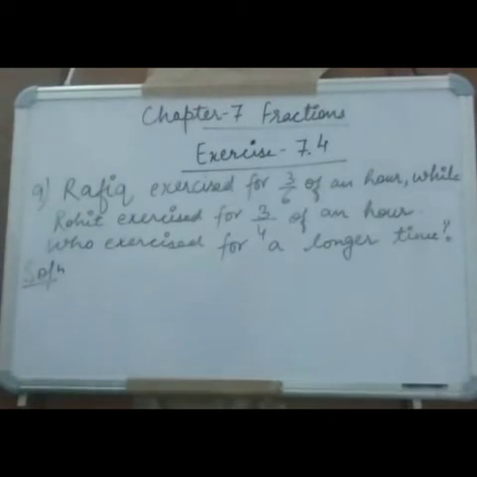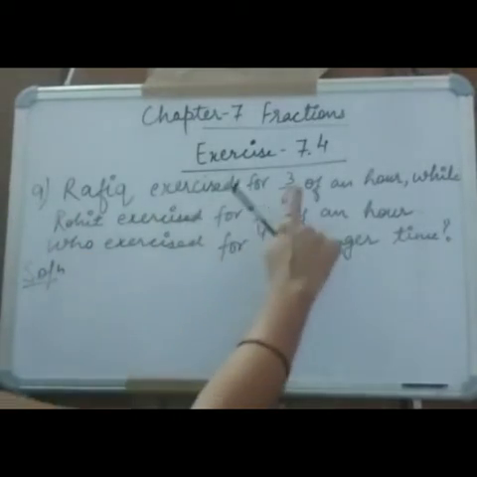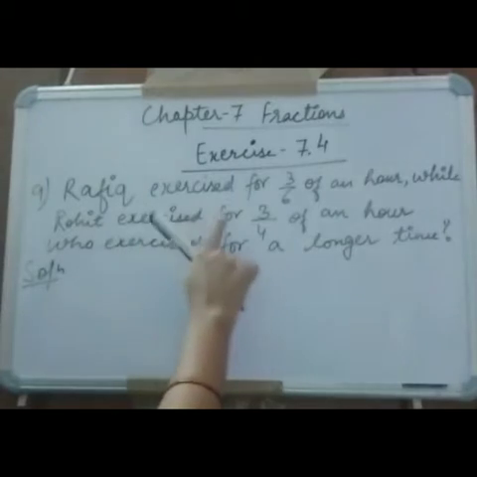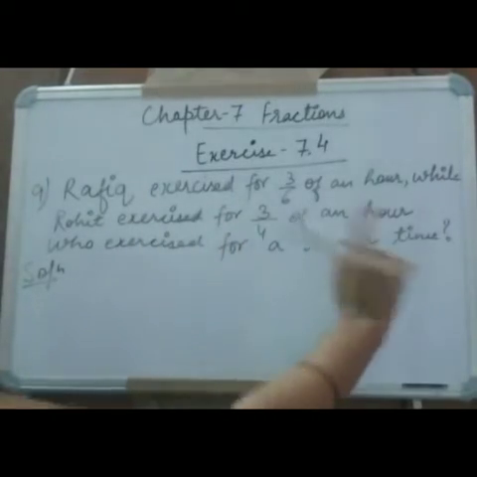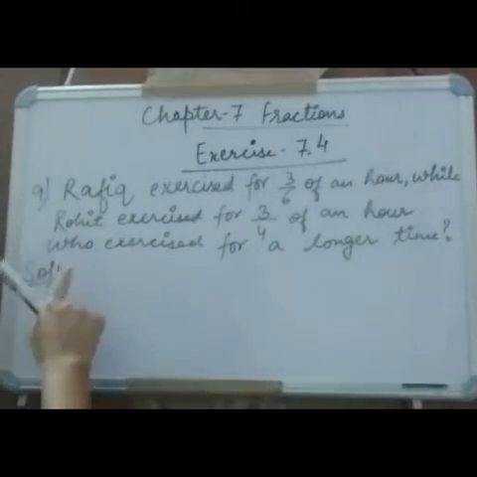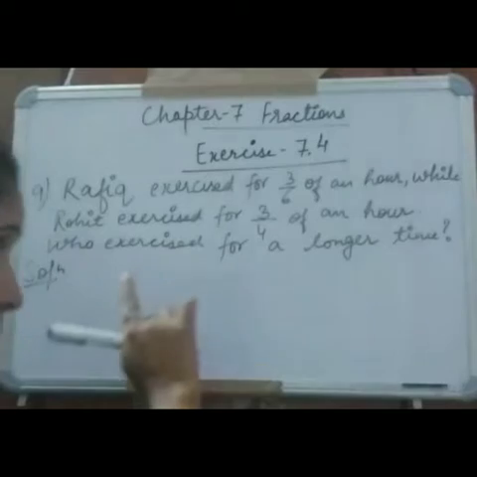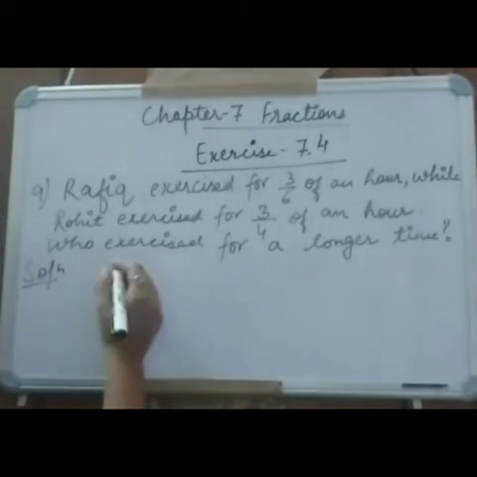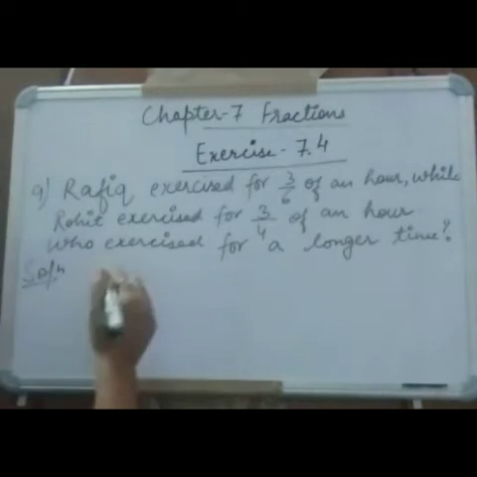Now see the next one. Question number 9. Question is, Rafiq exercised for 3 upon 6 of an hour while Rohit exercised for 3 upon 4 of an hour. So who exercised for a longer time? So this you have to do. Again we have to do comparison only.